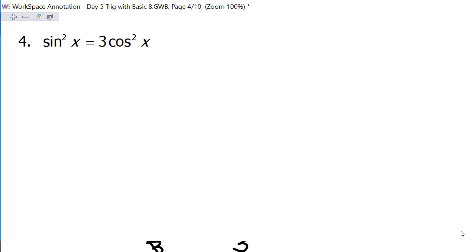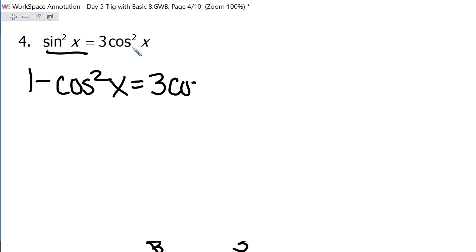Number 4, I see a sine squared, I see a cosine squared. Do I want 2 different trigs? No, so I need to replace one of them. Which one do you want to replace? Sine squared. So instead of sine squared, what could I put? 1 minus cosine squared. Yes, it would be 1 minus cosine squared of x is equal to 3 cosine squared of x. So now I'm happy because I have the same trig. Now get them to the same side, so we need to add cosine squared of x to both sides.